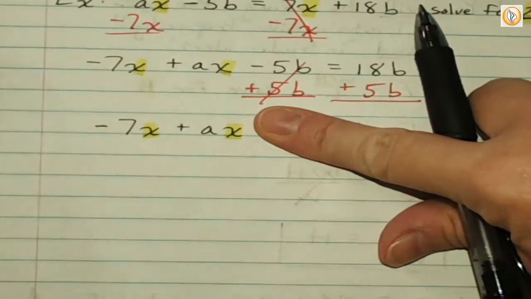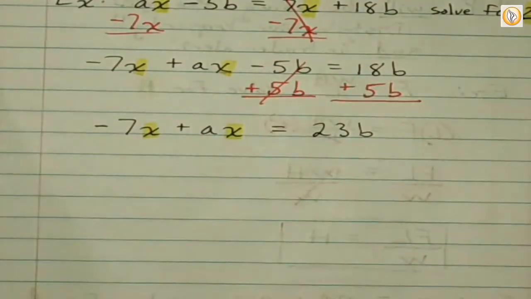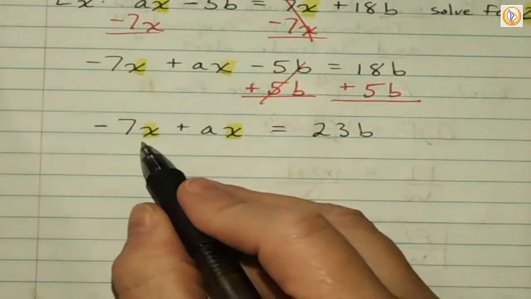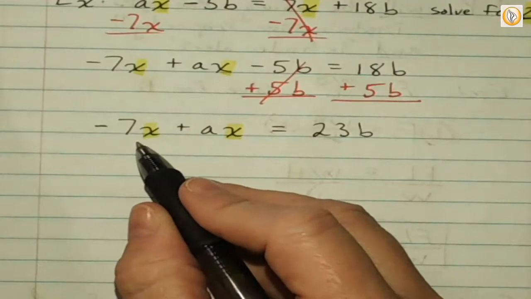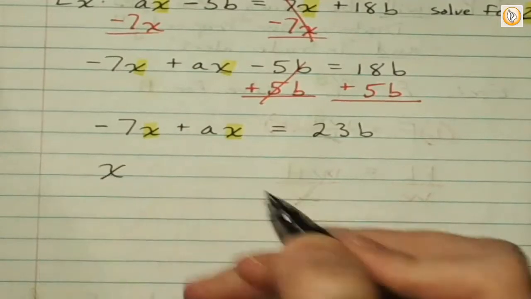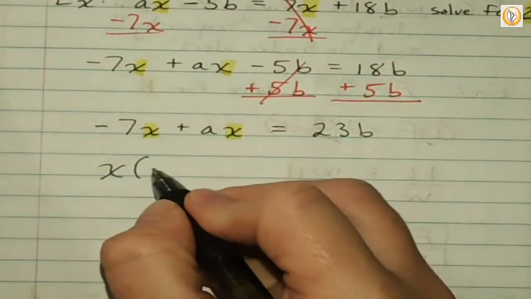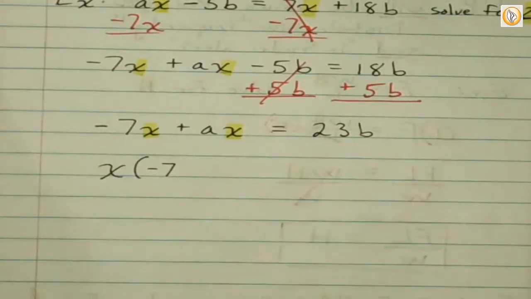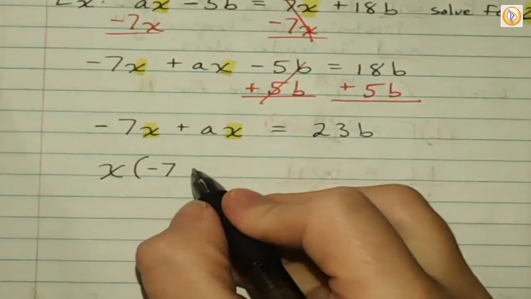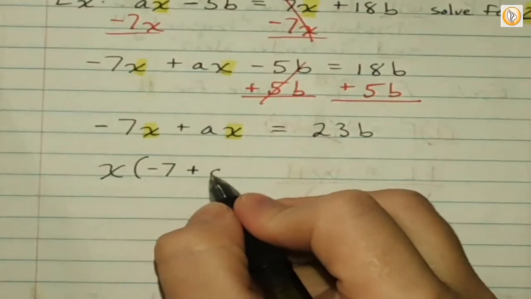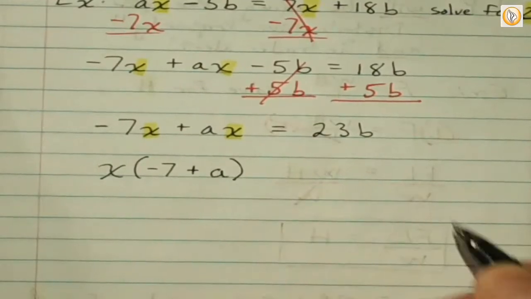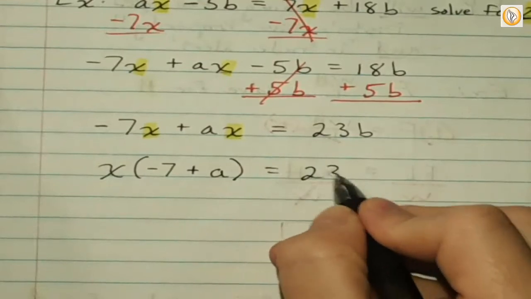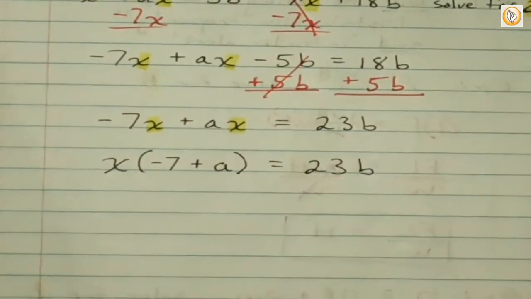So watch what I do. Everyone needs to have their eyes on the board. Eyes on the board. I'm going to pull out the x in both of those terms. Michaela, you need to have your eyes on the board. You're not writing anything down. You have your eyes on the board. Look what I wrote. Don't write anything. Let's take a look.